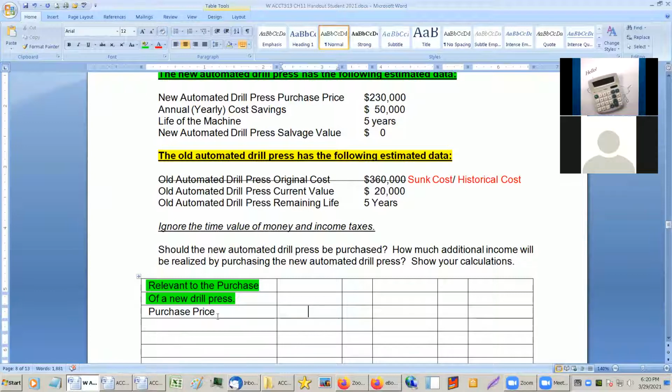Now, is that money coming in or going out? Money going out. Yeah, we'll put it over here. So this will be minus 30,000.